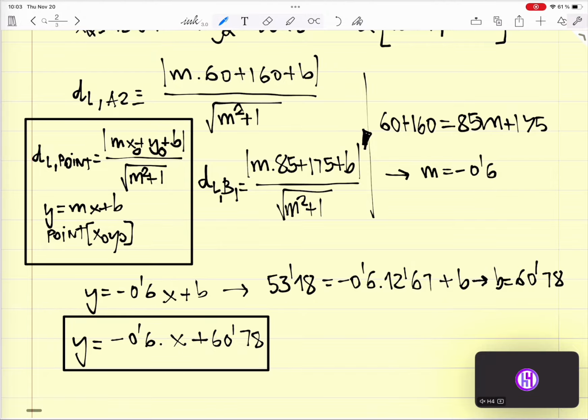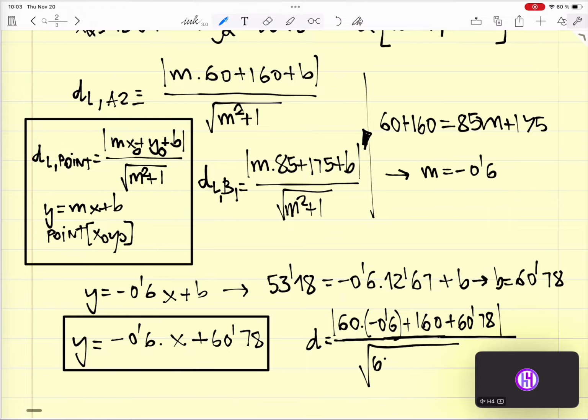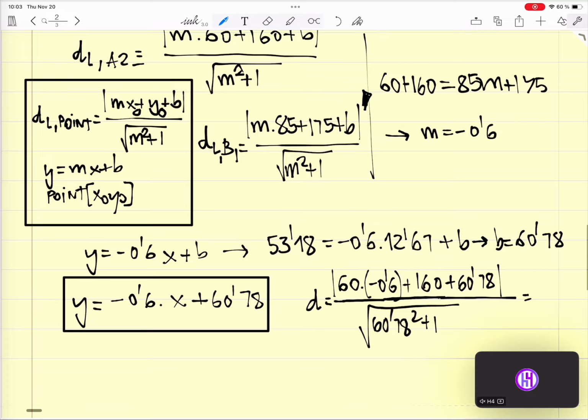Of course, if we want to calculate the distance, this is also simple. We just need to do 60 times minus 0.6 plus 60.78 plus 160. I mean, it was correct, but plus 60.78 divided by square root of 60.78 square plus 1 equaling 3.04.